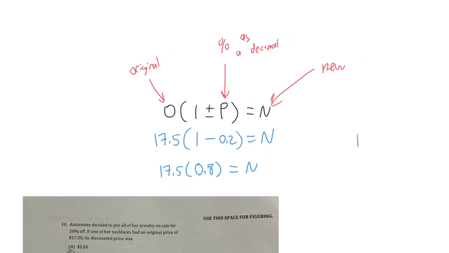So 17.5 times 0.8. 5 times 8 is 40. 7 times 8 is 56. 56 plus 4 is 60. 1 times 8 is 8. 8 plus 6 is 14.